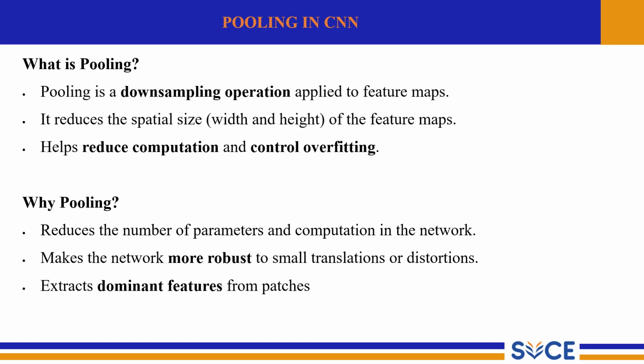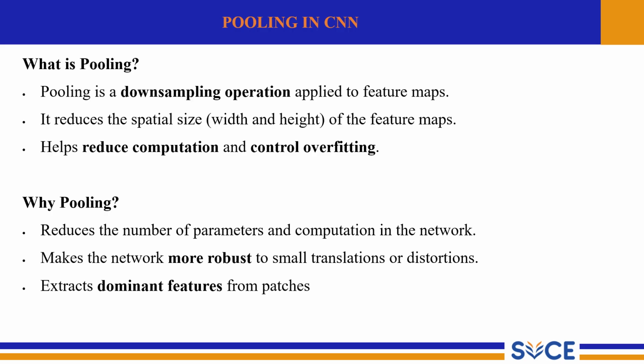So why is pooling important? Pooling is not just about reducing the size, it plays a key role in learning robust features. It reduces the computation. Smaller feature maps reduce the number of calculations needed in later layers, which speeds up the training. The next one is controls overfitting. By compressing information, pooling removes unnecessary details and forces the network to focus on dominant features, reducing the chance of memorizing noise.